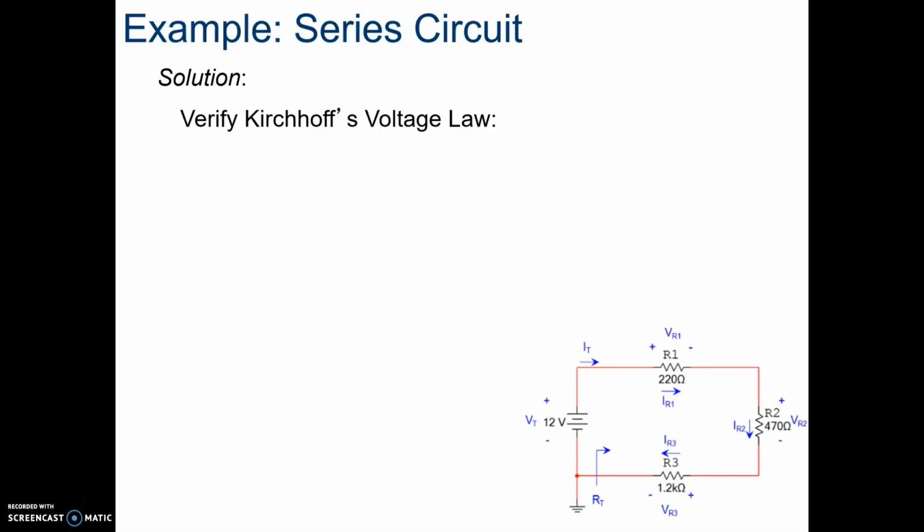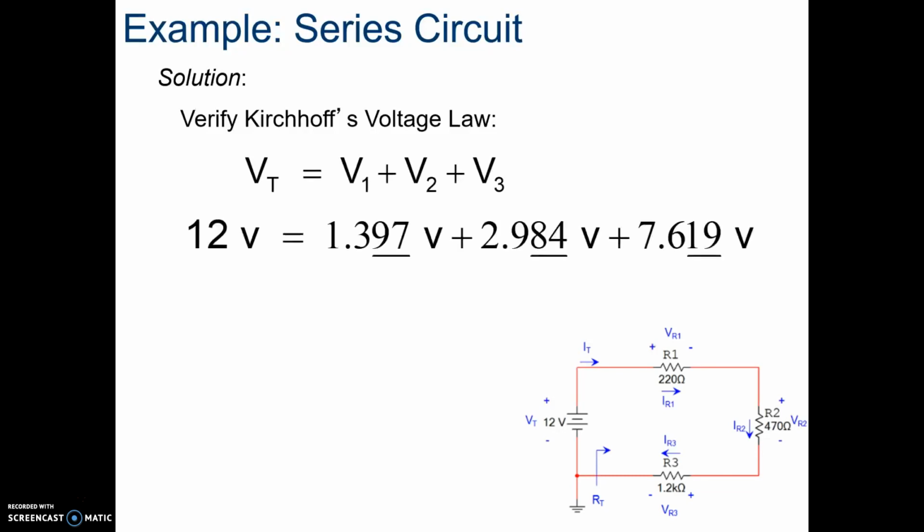The last step we did not get to do because of time was to verify Kirchhoff's voltage law. So we add up our three voltage drops at R1, R2, and R3: 1.397 plus 2.984 plus 7.619 volts, and we have 12 volts. And like I said yesterday, as long as it's in the ballpark, it's close, 11.98 or 12.01, you should be okay.